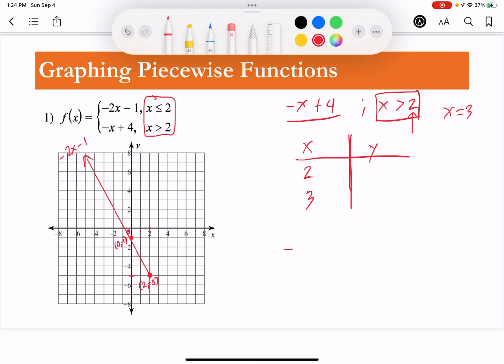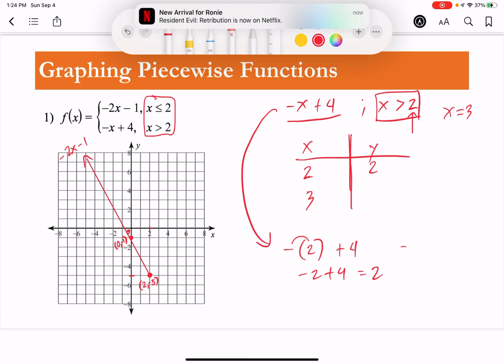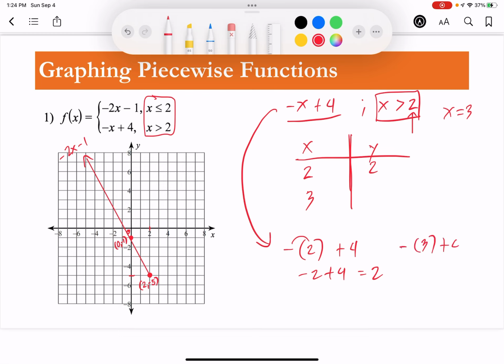Okay, negative of 2 plus 4. So, ulitin ko lang yung ginawa natin kanina. So, I'm just going to change the value of x as 2. And then, that's negative times 2 is negative 2 plus 4 equals positive 2. Okay. The next one would be at x equals 3. So, negative of 3 plus 4. So, negative 3 plus 4 is equal to positive 1. So, 1.